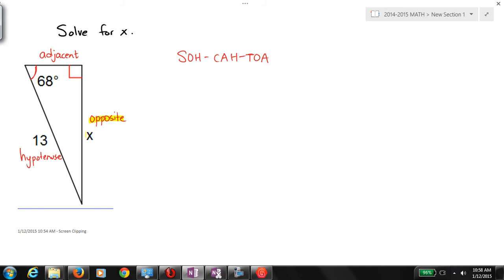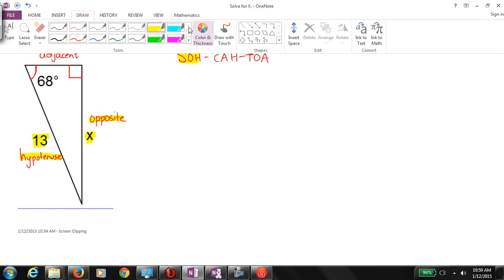the opposite. That's the x. Am I given anything as far as the adjacent? Is it labeled? No. So I don't want to use anything that has adjacent because I'm not looking for it and it's not labeled. The hypotenuse is given to me, so that's how you want to decide which one to use. So out of these three, SOHCAHTOA, which one has the opposite and which one has the hypotenuse? The sine. Okay.